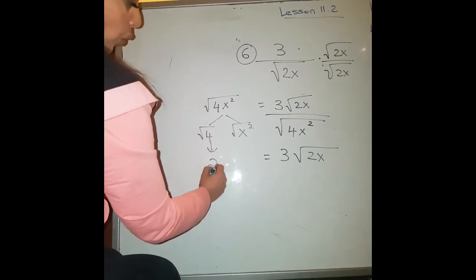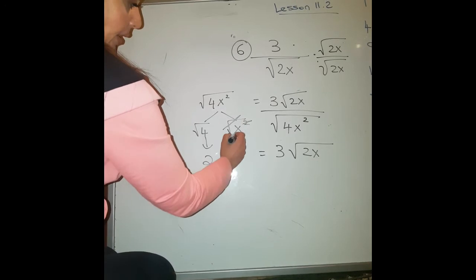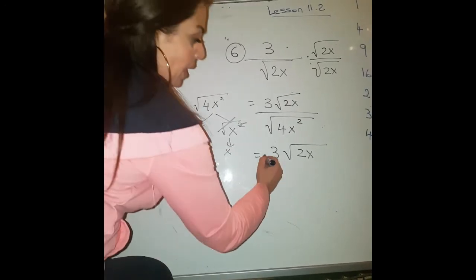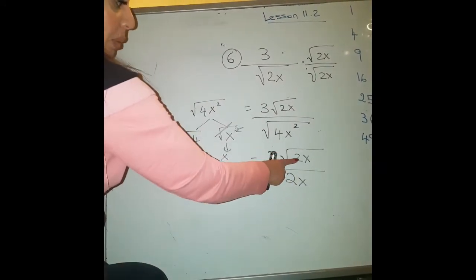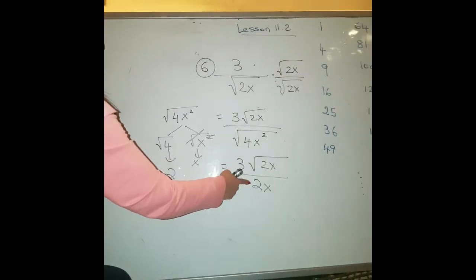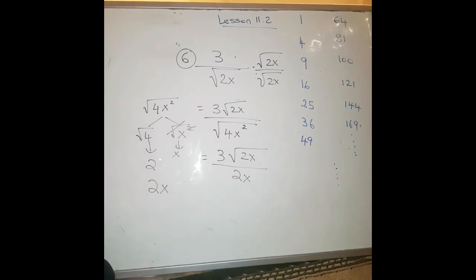Radical 4 is a 2. X to the second, the square goes with the radical. X is left, so it's 2x. So my answer is 3 radical 2x over 2x. I cannot simplify radical 2x with 2x because this is a radical, this is not. I cannot simplify the 3 and the 2, so I leave them as they are.